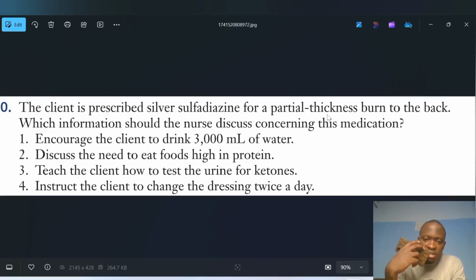Alright, and the best answer right here, regarding this med, is number 1, encourage the client to drink 3 liters of water. Absolutely, yes, this was the best answer.